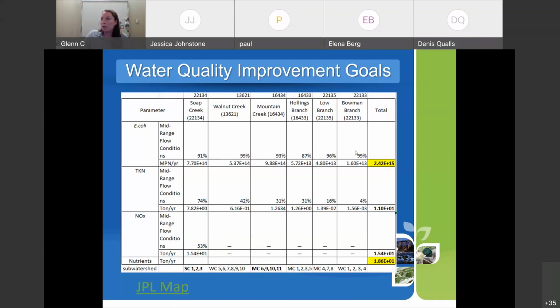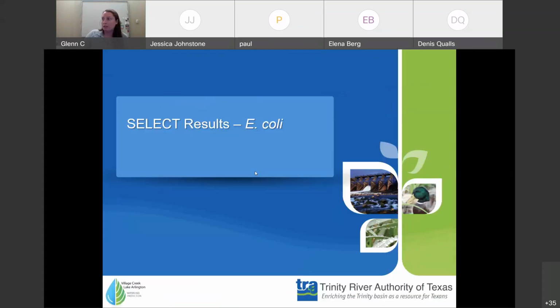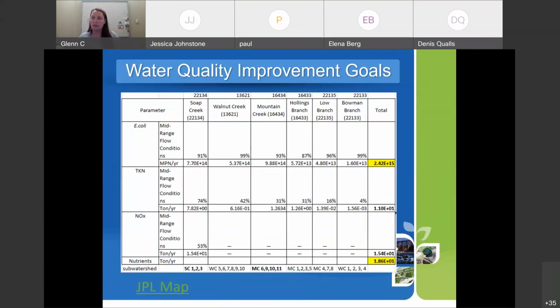And then for E. coli loading during the mid-range flow conditions, we took the 7.7 times 10 to the 14th, added to 5.37 times 10 to the 14th, added to 9.8 times 10 to the 14th, added to 5.7, et cetera, and so our total loading for our water quality improvement goals, we want to reduce it by 2.42 times 10 to the 15th. Alrighty. All right, so any questions on any of that before I jump into select and RBMPs?